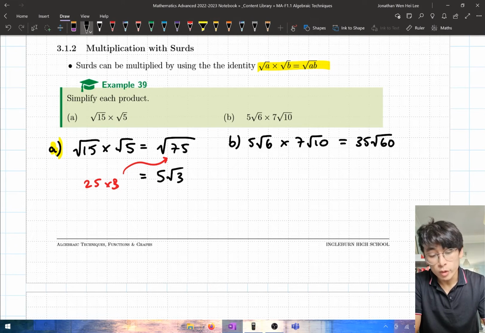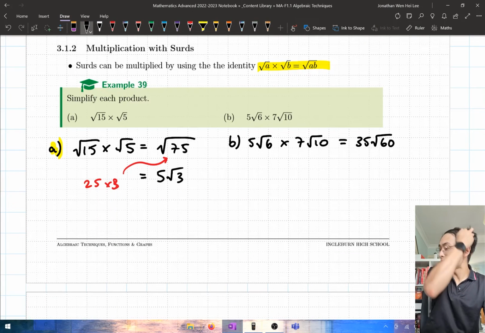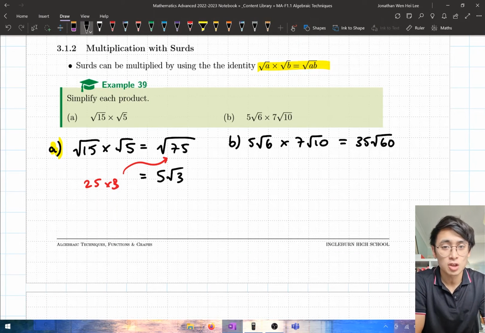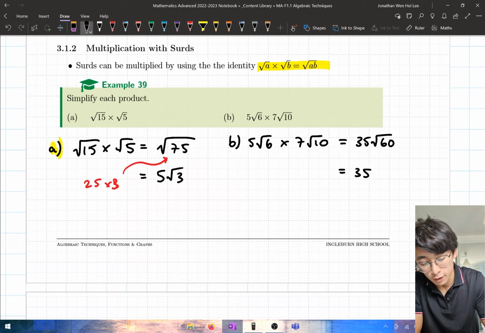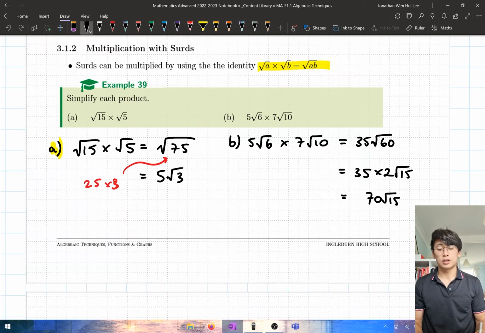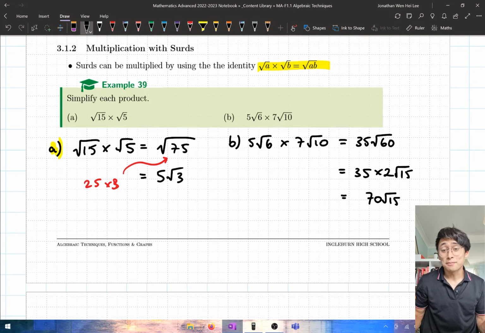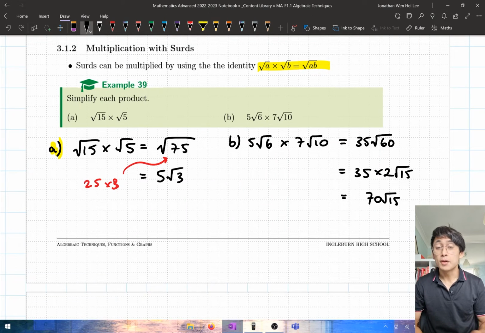And just like we did before, we want to check whether or not there are any perfect square factors of 60. So let's think about that. So square root of 60 can actually be written as 4 times 15. 4 is a perfect square factor, which when we take the square root of it, will give me 2. So this just becomes 35 times 2 root 15. And so this becomes 70 root 15. And so that's how we can multiply with surds. So once again here, multiply the numbers inside the surds together and multiply the numbers on the outside of the surds together.